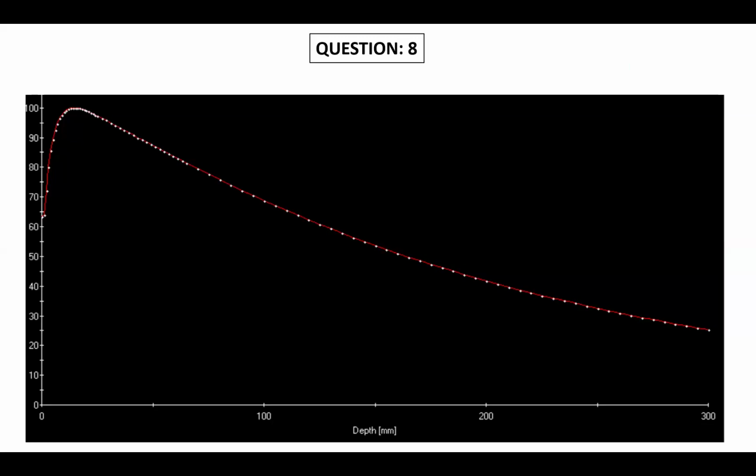Yes, sir. So what are the parameters? How do you know this PDD is correct? How do you verify it? Sir, actually PDD is defined as the ratio of the dose absorbed at any given point to the reference depth on the central axis, sir.